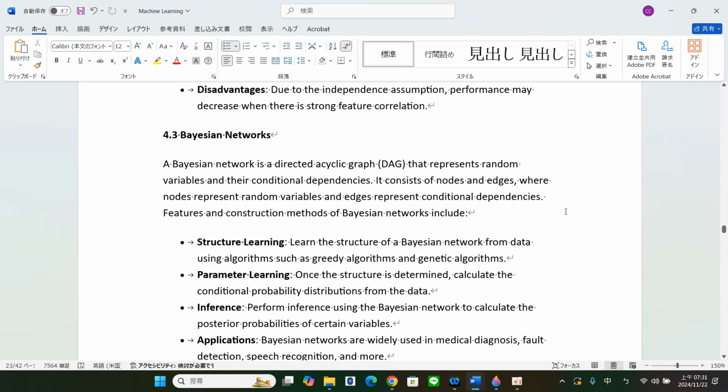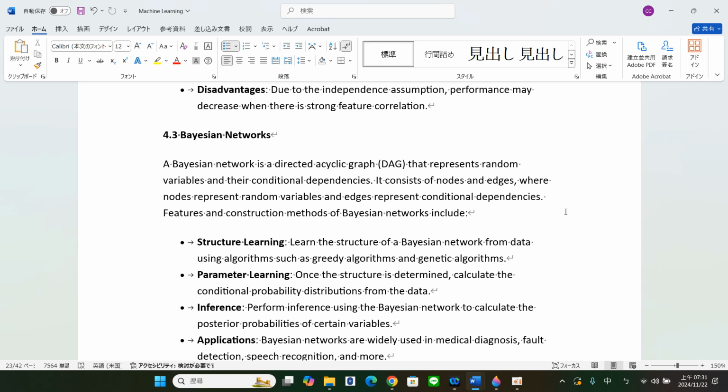The Bayesian network. A Bayesian network is a directed acyclic graph, DAG, that represents random variables and their conditional dependencies. It consists of nodes and edges, where nodes represent random variables and edges represent conditional dependencies. Features and the construction method of a Bayesian network include structure learning.